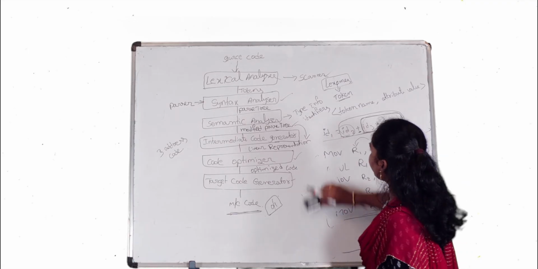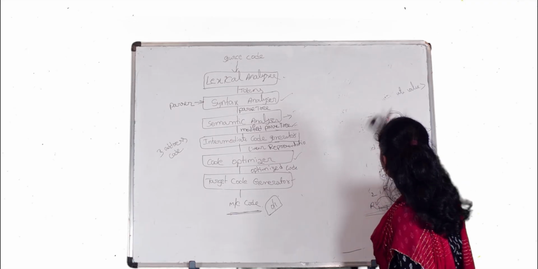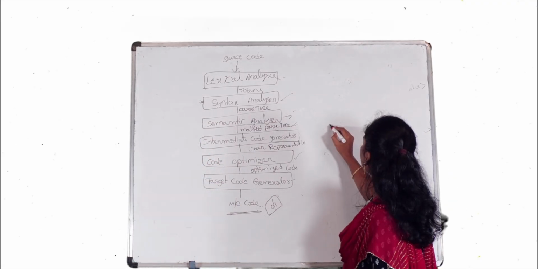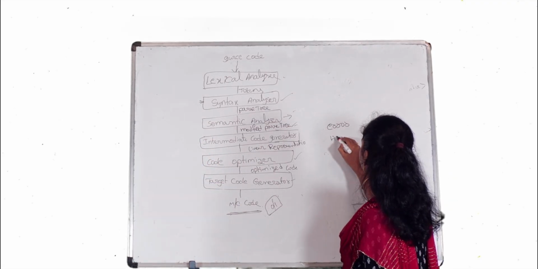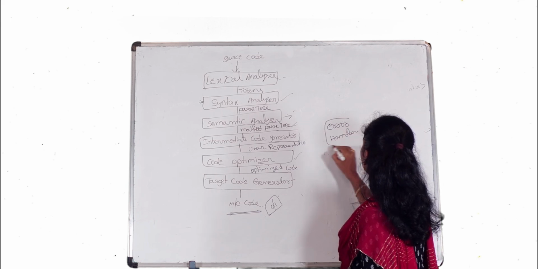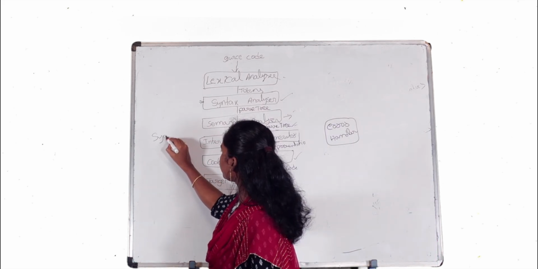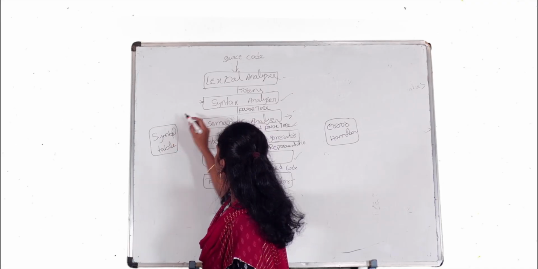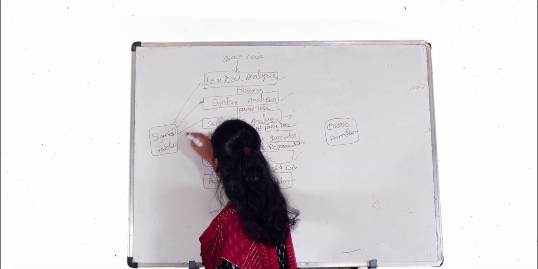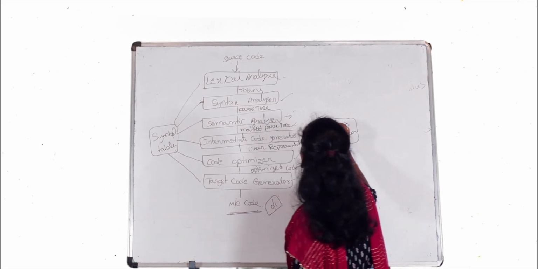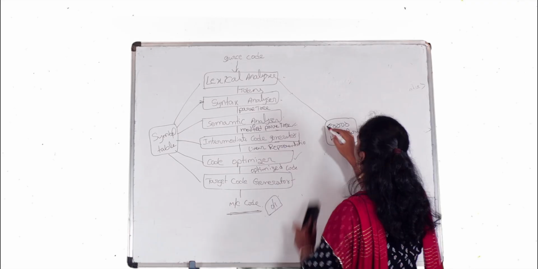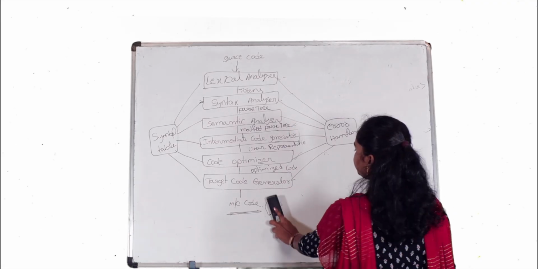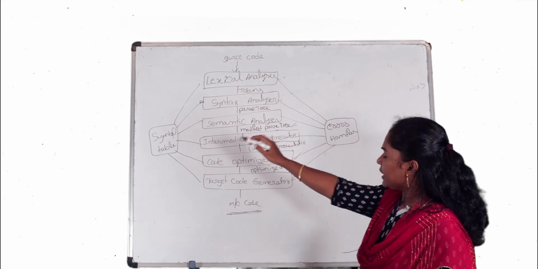Apart from these 5 or 6 phases, there are 2 more components: the error handler and the symbol table. The symbol table is connected to all the phases. The error handler is also connected to all the phases in the compiler. So what is the purpose of the error handler and the symbol table?